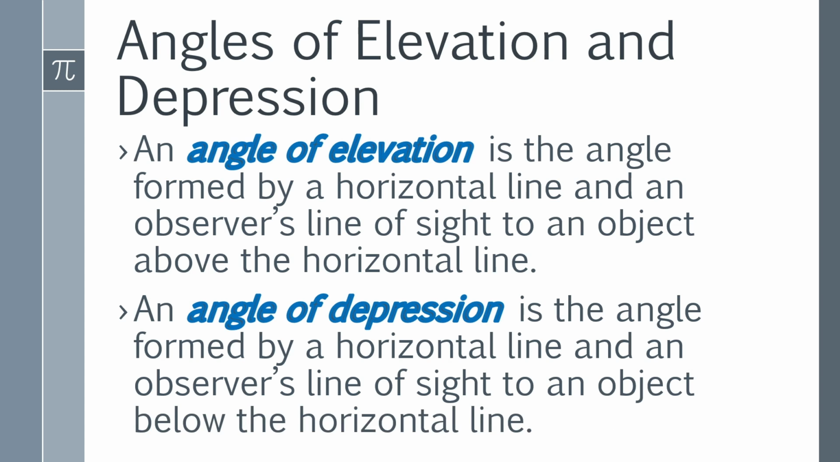Okay, so an angle of elevation is the angle formed by a horizontal line and an observer's line of sight to an object above the horizontal line. An angle of depression is the angle formed by a horizontal line and an observer's line of sight to an object below the horizontal line. And the best way to observe this is with this diagram.